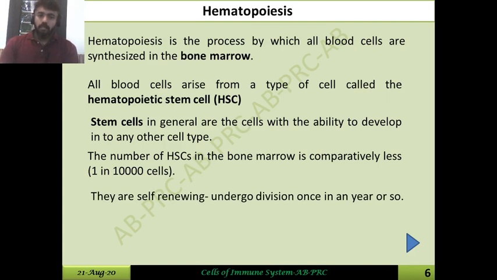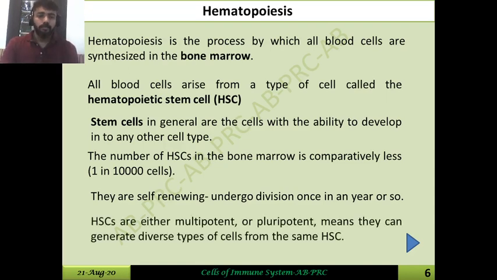And as already said, they are self renewing, but even though they are self renewing, the division is very slow. That means they divide once in 10 to 12 months. Then they are multipotent or pluripotent, which means they can differentiate into different types of cells. That means from the same cell 10 or 12 different types of blood cells are originating or differentiating. I am not going into much detail on stem cells. You can refer to stem cells in detail for the properties like multipotency and pluripotency.